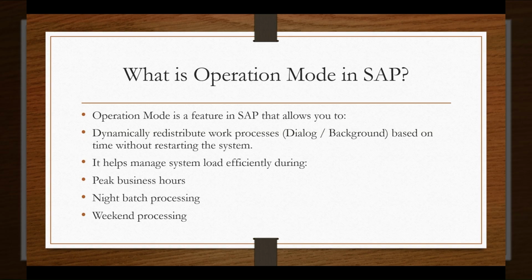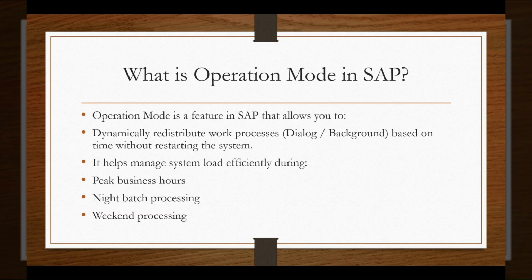For example, if I'm working in the morning and I know the load on my system is very high during peak office hours, I have 30 background jobs to be scheduled, and I have 50 dialogue users that are simultaneously working at the same time. I know that in the evening, when the office or the shift hours are over, the dialogue users will reduce, and I have only 20 dialogue users and the 30 background jobs. So I can interchange the number of dialogue and background work processes accordingly.